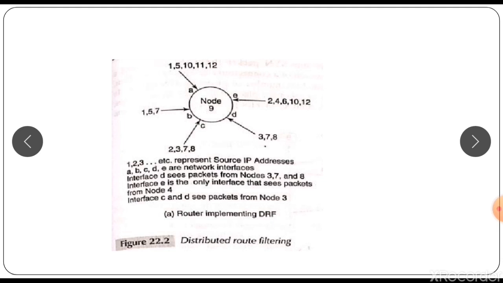In the simplest implementation of the filter, the router checks whether a packet has arrived on its acceptable interface based only on the packet source IP address. For example, if you consider the source address as 7, if it arrives through interface C, it would be forwarded. However, if another packet with the same source address comes through E, it would be suspected of having a spoofed source address and will be discarded.